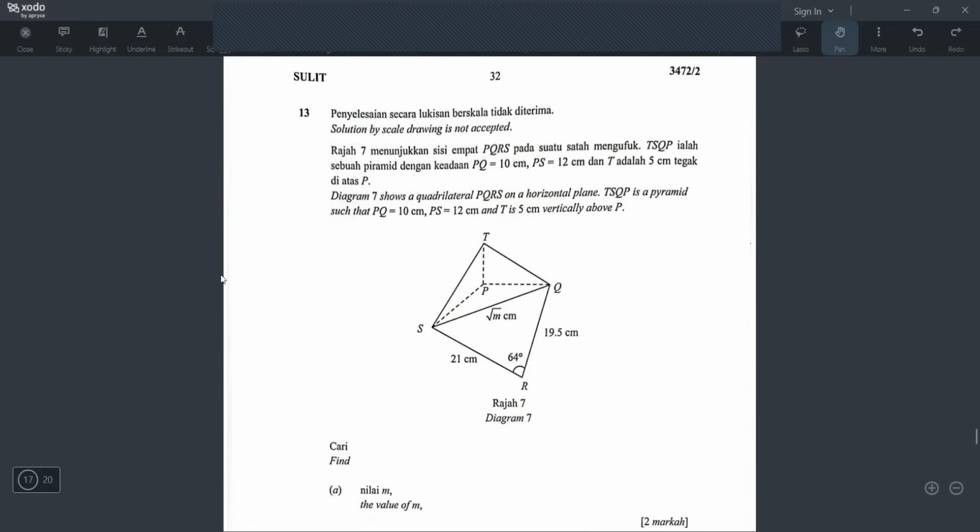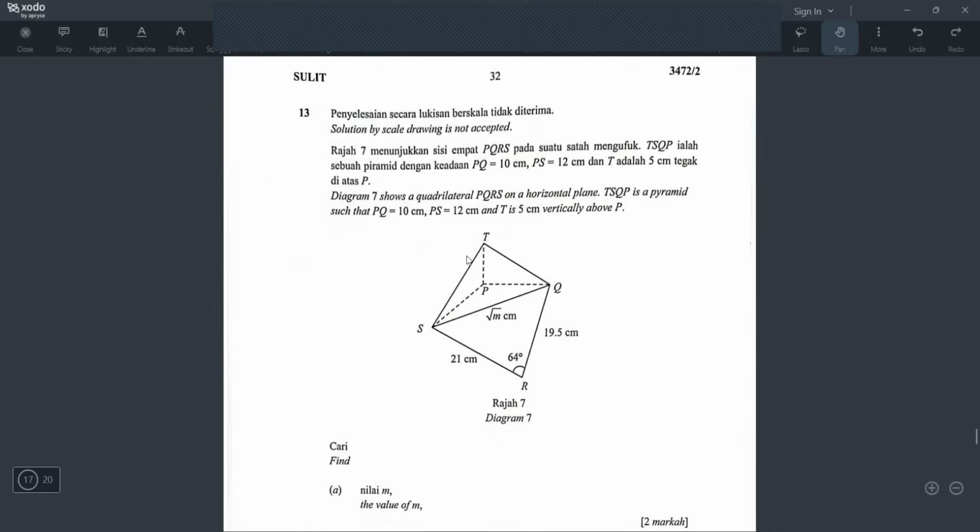Okay, let's continue with question number 13. I think this is solution of triangle, right? Just by looking at the diagram, you know it's solution of triangle. Okay, so let's see. Diagram 7 shows a quadrilateral PQRS. Let's see, PQRS on a horizontal plane. Okay, no problem. TSQP is a pyramid. So it's actually a 3D shape.